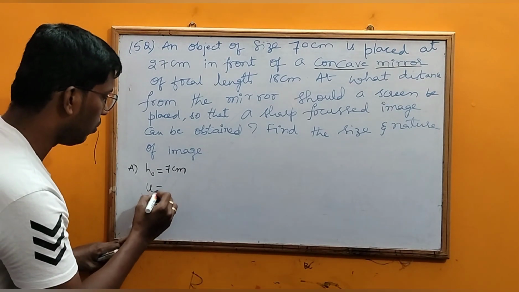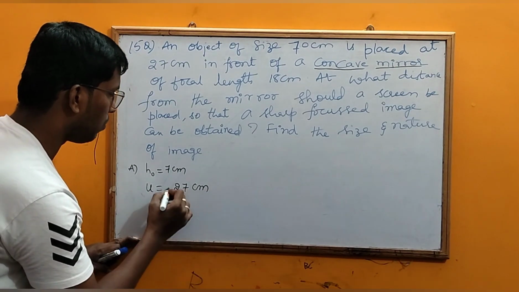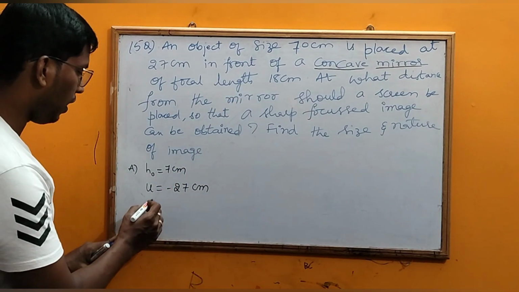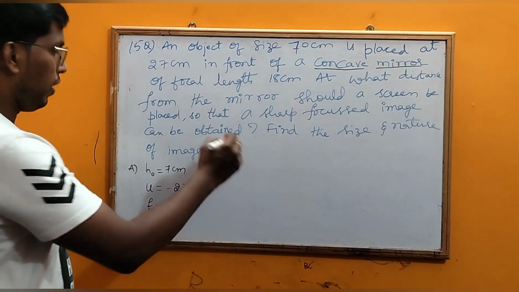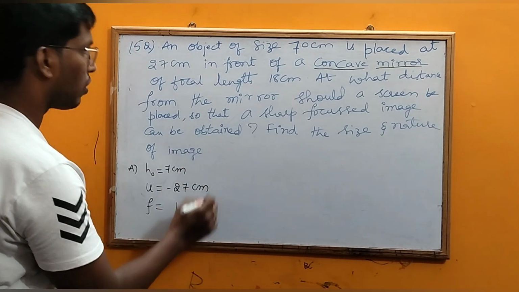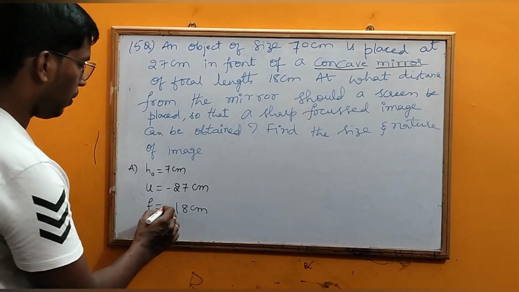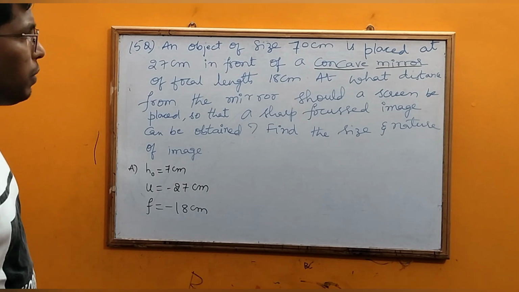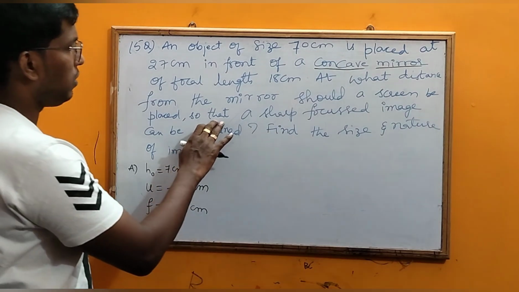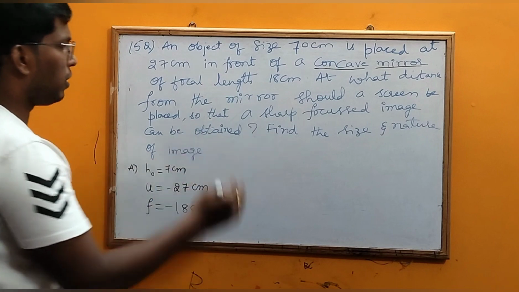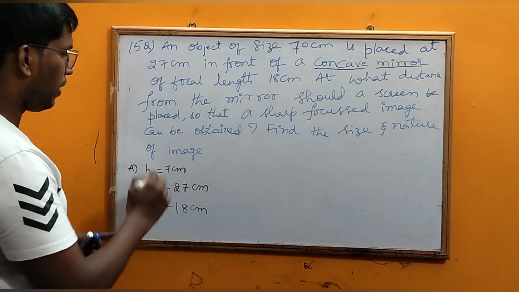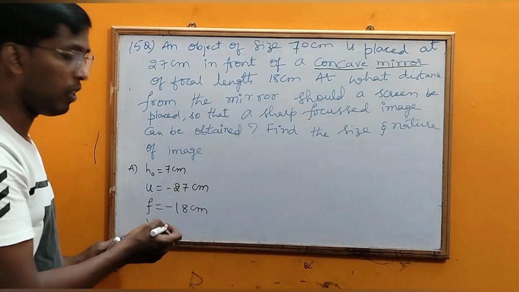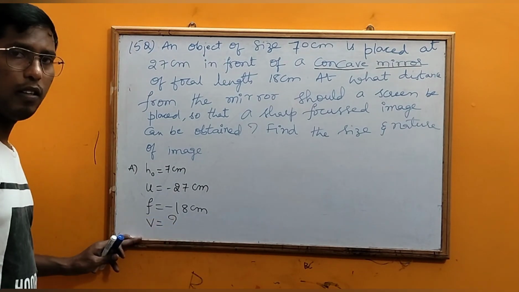u value 27 centimeter, which is negative. Of focal length 18 centimeter. Focal length f is equal to 18 centimeter and it is a concave mirror, so the focal length will be negative. At what distance from the mirror should a screen be placed so that a sharp focused image can be obtained? Find the size and nature of the image. So at what distance should the screen be placed? Why do we place the screen? To get the image. So he is asking to find the v value.